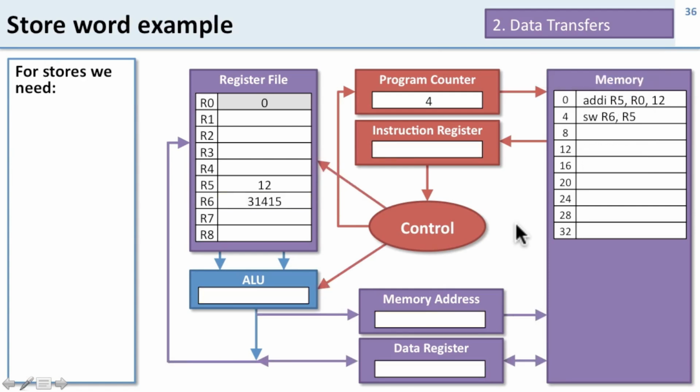So let's take a look at an example of storing something. To store stuff, we need to know the address from the ALU, where in the memory we're going to put it, and the data that we're going to store in there, which we're going to get out of a register. So let's run through this program.